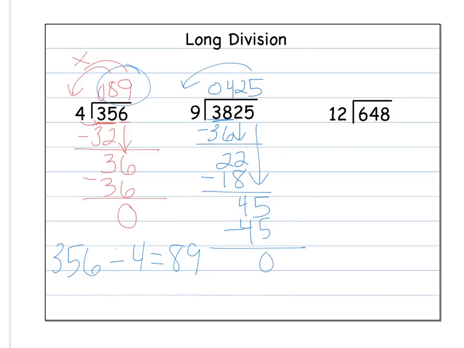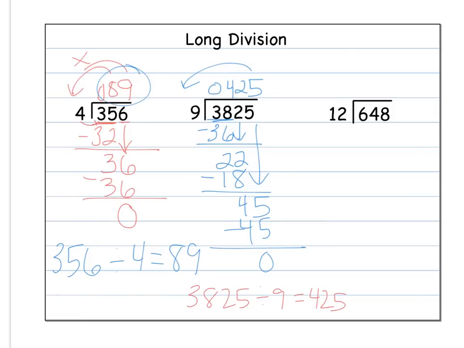So that means that 3,825 divided by 9 is 425. Or 9 times 425 is 3,825. So that's how many groups of 9 fit in there.